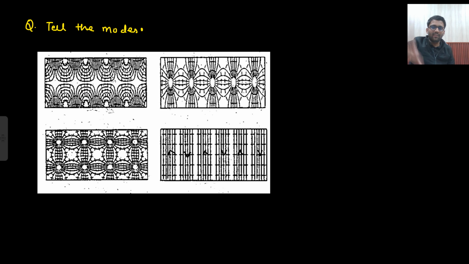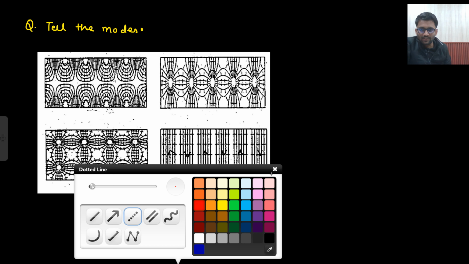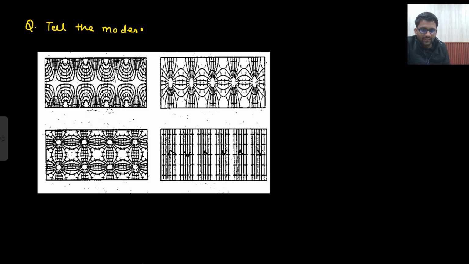So let's see the clubbed problem. You need to tell the modes. So how will you tell the modes? In this question what I can see is that I can directly see the half cycles. 1, 2, 3, 4 and 5. So certainly this is T. 5 half cycles I can see in X direction, and one half cycle I can see in Y direction. This is half cycle and half cycle, right? So T51.